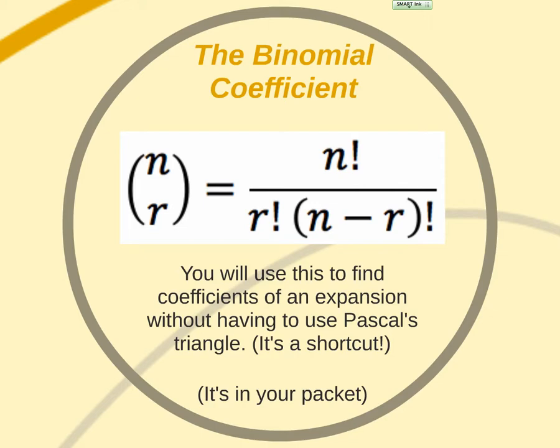So the theorem is n factorial over r factorial times n minus r factorial. What we'll do is use this to find the coefficients of an expansion without having to use Pascal's triangle. It is a shortcut, and it is in your note packet. Actually, we're still on that same page. It's been on forever. The page that has all the sequence and series stuff at the very bottom, this exact thing is in your packet. You don't have to memorize it. You do have to know what factorial means and how to figure that out.